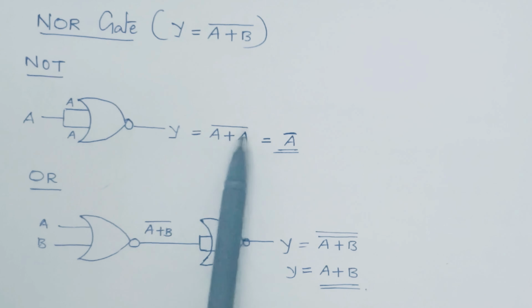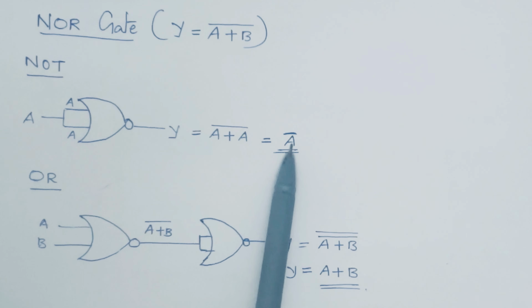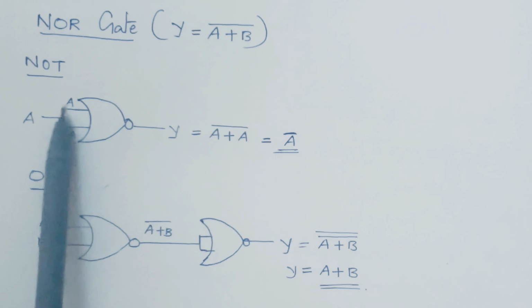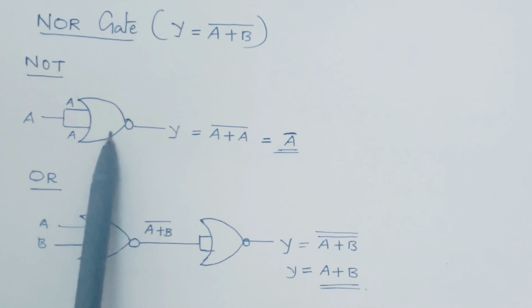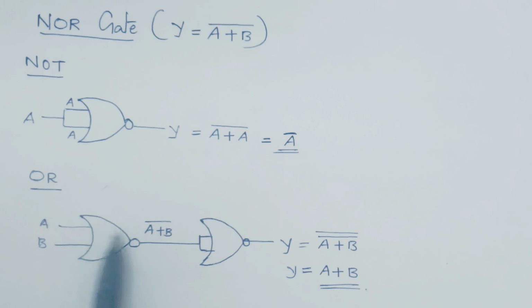What is A plus A? A plus A is A. So Y is equal to A bar we are getting. That is nothing but NOT gate operation. So if the inputs are shorted together and given a single input, then this NOR gate is going to work as a NOT gate. Next is OR gate using NOR gates.